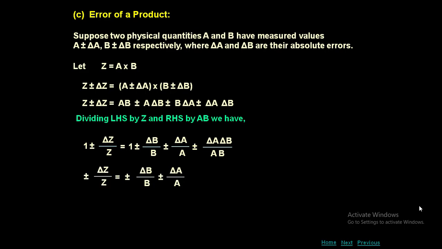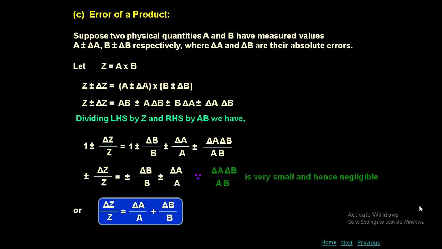Now here, delta A into delta B is very small. If you divide with respect to AB, the value becomes very small, so it can be neglected. So ±(delta Z by Z) is equal to ±(delta B by B) ±(delta A by A). Now delta Z by Z is nothing but delta A by A plus delta B by B.